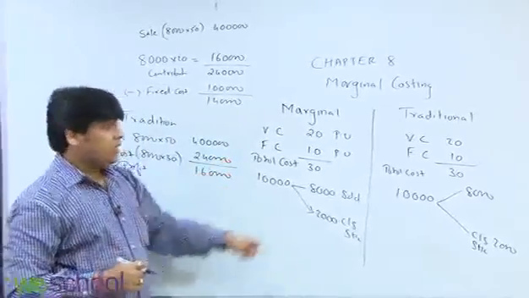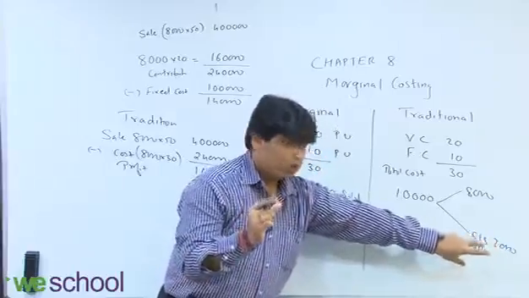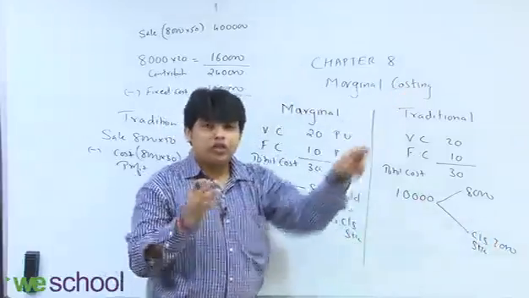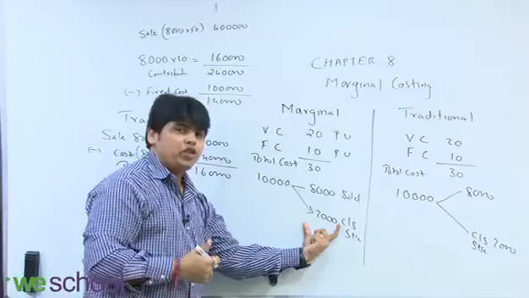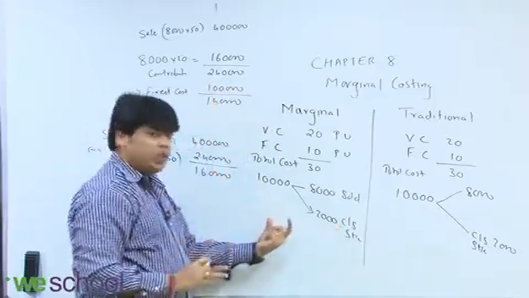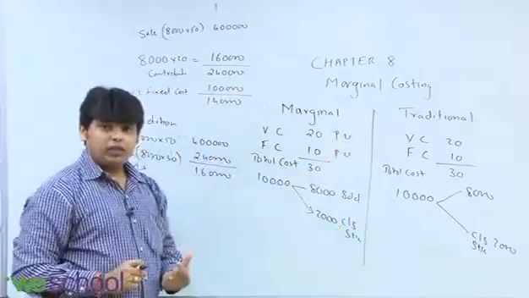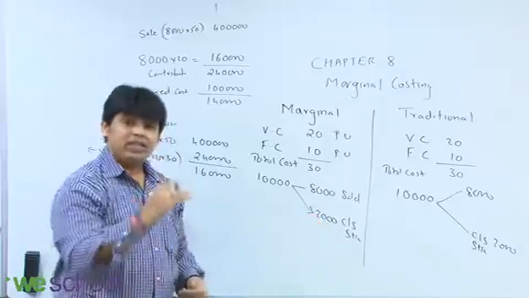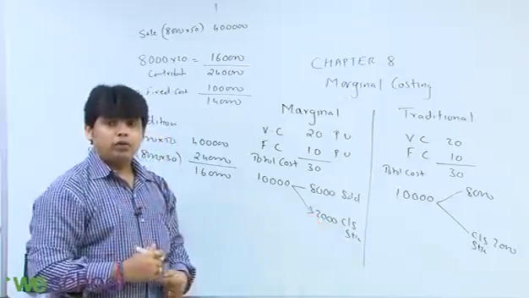Why? Because this closing stock includes the element of fixed cost. So that fixed cost of the current year will be charged in the next year, so the expense will be more. Whereas this closing stock does not include elements of fixed cost. It is charged this year only, so only the variable cost will go further. So in the next year, the cost will be less and the profit will be more.